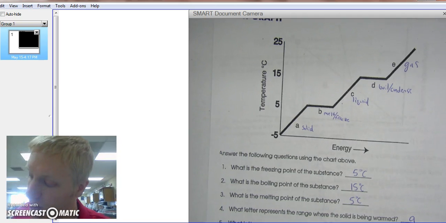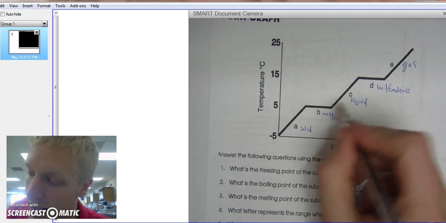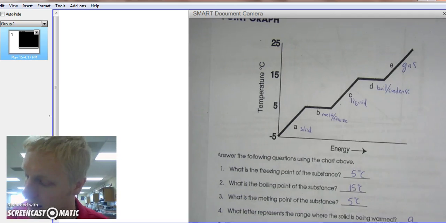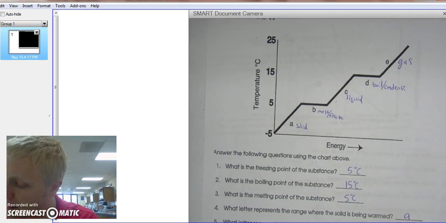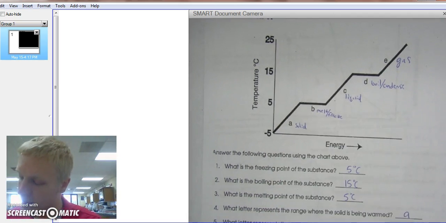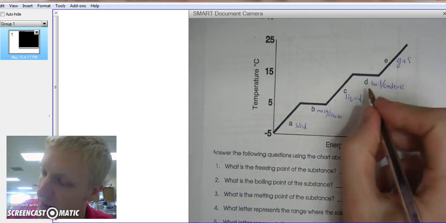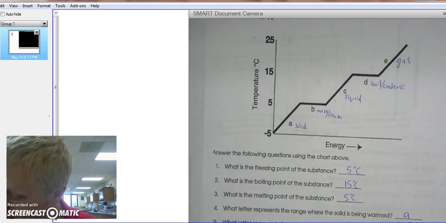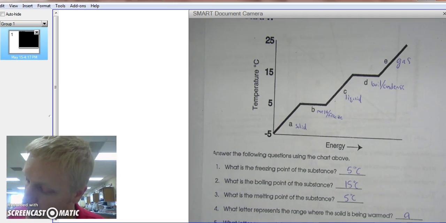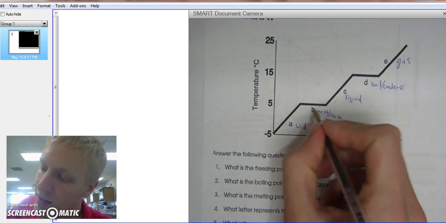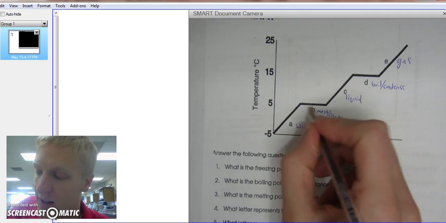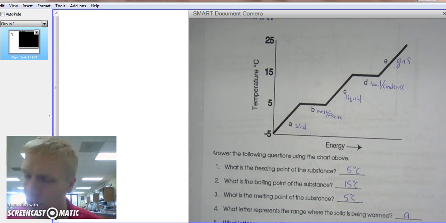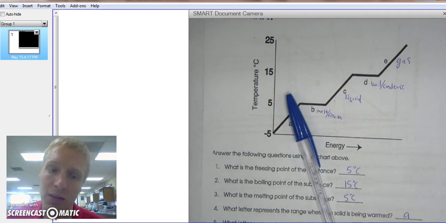The next question is which shows kinetic energy. That would be A, C, and E, because the temperature is rising. And what letter represents condensation? That would be D, same as boiling. What letter represents crystallization? So that would be right here, melting slash freezing, B. And those are the basics to a heating cooling curve diagram.